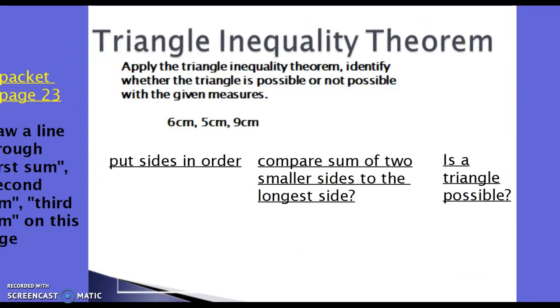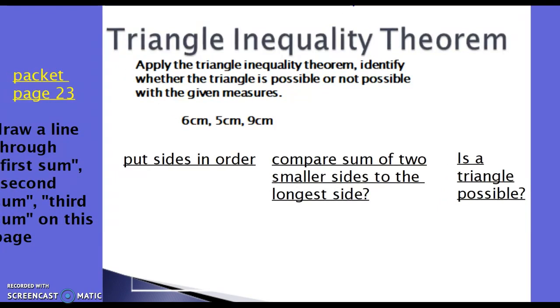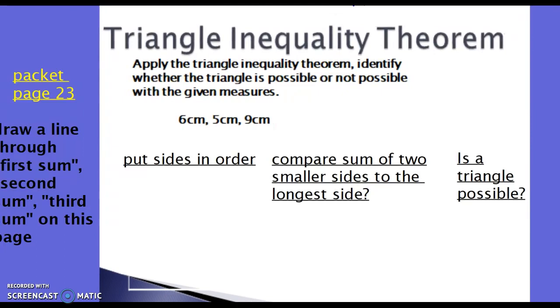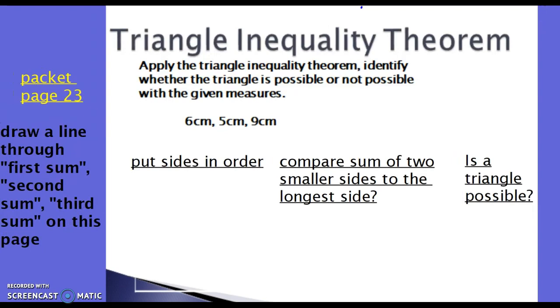So turn to page 23 in your packet. I'm going to adjust my screen a little bit here. What I'd like you to do on page 23 is right here. Let me highlight this in a better color so you can see. I want you to draw a line through the words first sum, second sum, third sum, because you don't need to check every single one of those. All you need to check to see if you can make a triangle with three side lengths is, do the two smaller sides add up to be greater than the longest side?